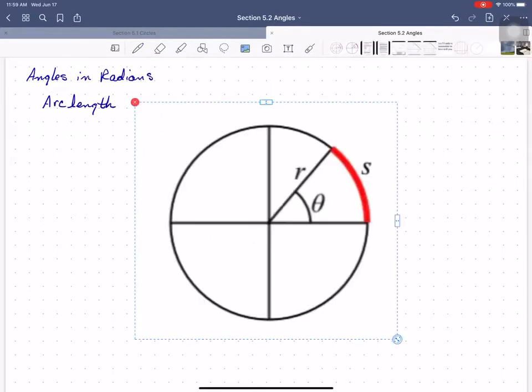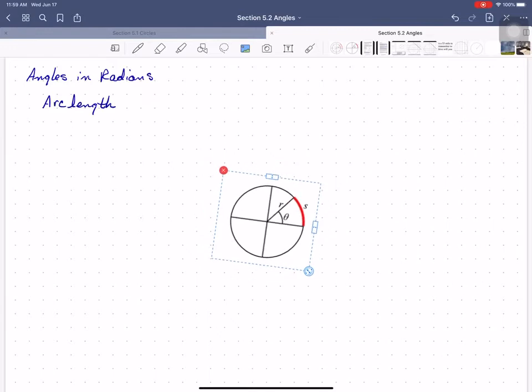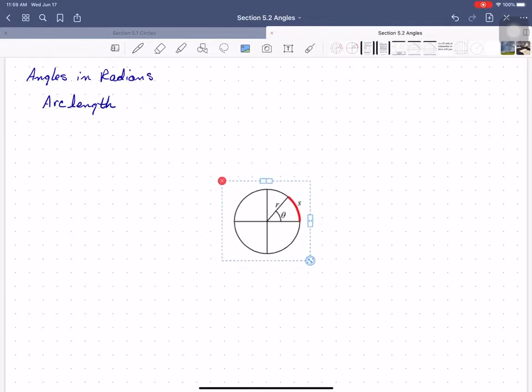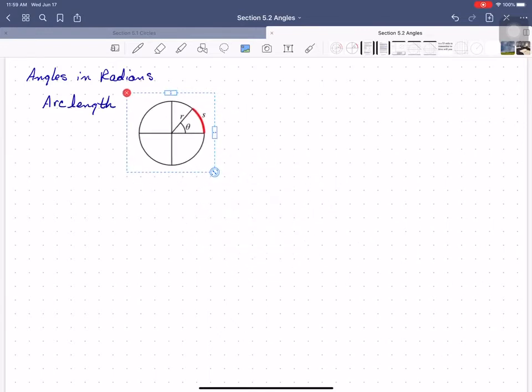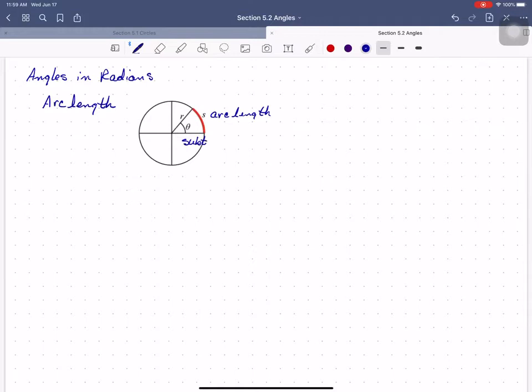An arc length is really a measure of how far we have walked along the perimeter of our circle. So this measure S is the arc length. And this angle theta is the angle that subtends that arc length. And of course, we've got a circle of radius r.